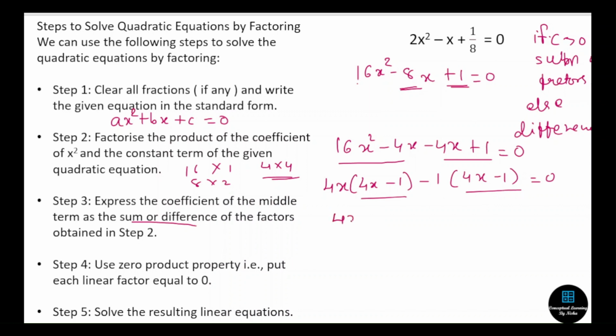Now I can write this as 4x minus 1 and 4x minus 1 equals 0. Now step 4 is apply the zero product property. Now what is the zero product property? When you have two linear factors, then you can compare them with 0. So I can say, 4x minus 1 equals 0. Here both are the same, so whether you write it this way or not doesn't matter.